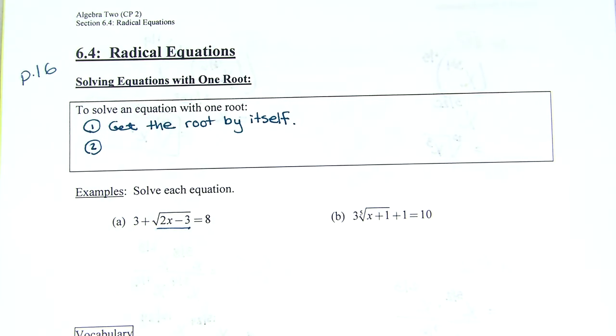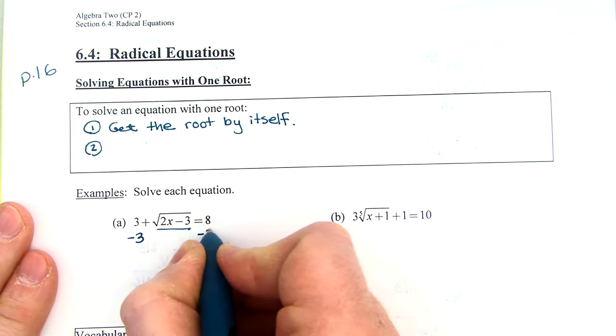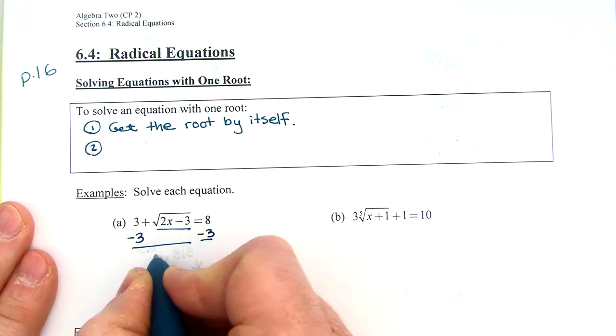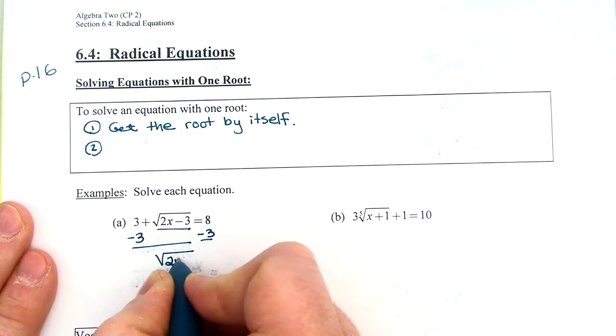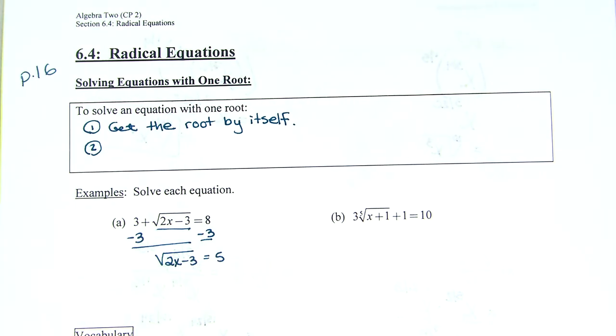Rowan? Absolutely. And of course, because you know how I am, show me absolutely everything you're doing with these equations. So show me minus 3, and you're going to get the little equation 2x minus 3 equals 5. We have gotten our root by itself.